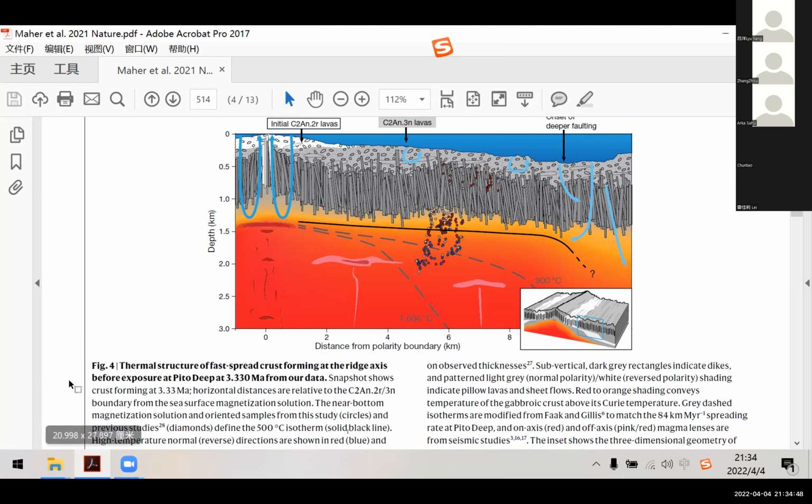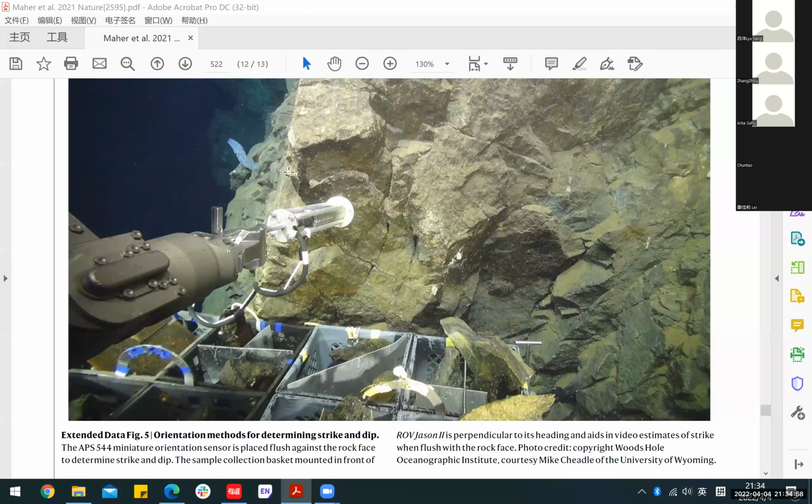Okay, maybe Ben, please share your screen. Well, I just found this cool. This is how they use this robot to collect the samples, right?